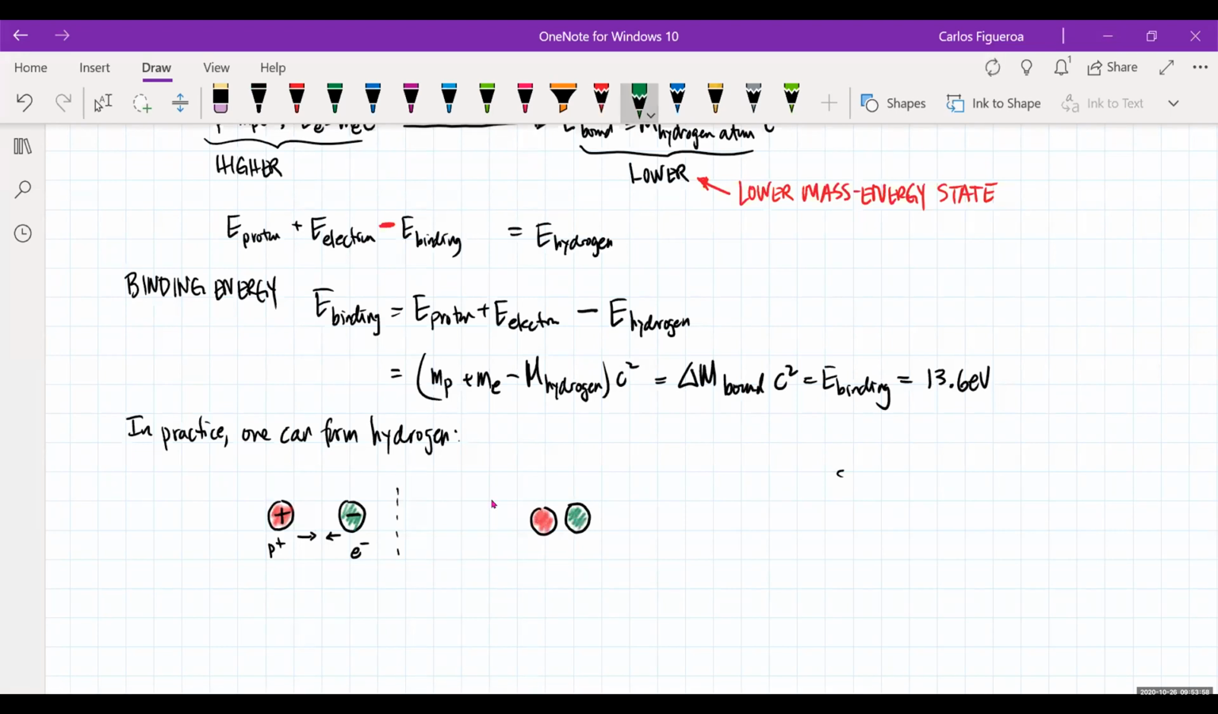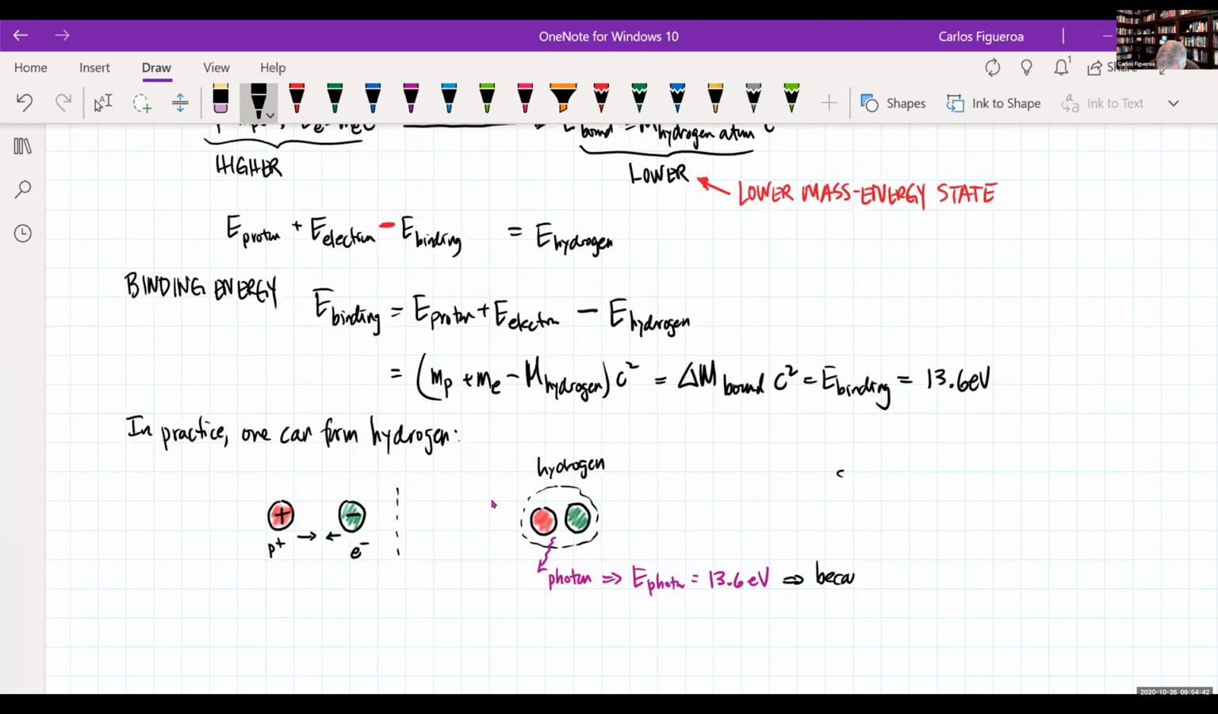And so now you form hydrogen. And in this process, when you form hydrogen, you know what's the crazy thing? It emits a light particle called a photon. And if you were to measure the energy of this photon, it is exactly 13.6 electron volts, which I think is amazing, right? That is literally amazing.